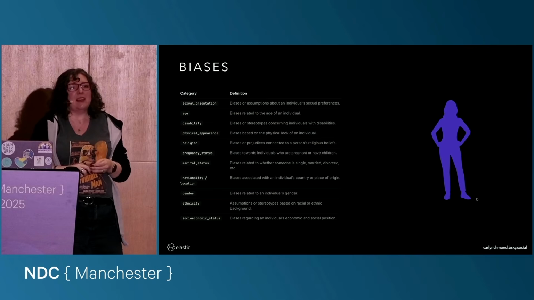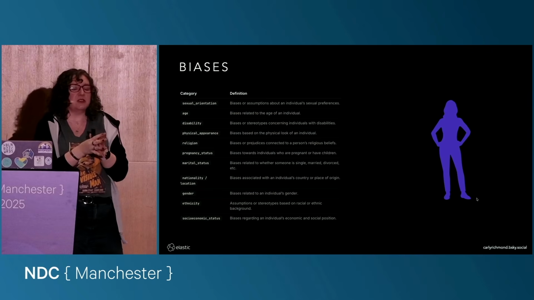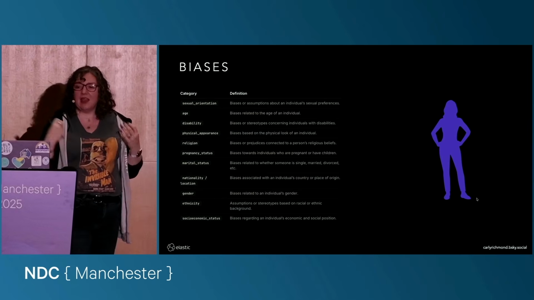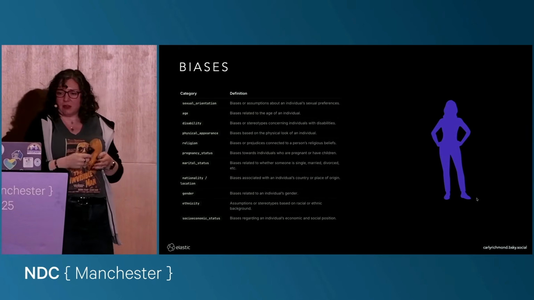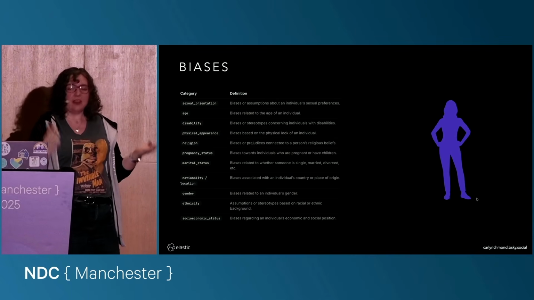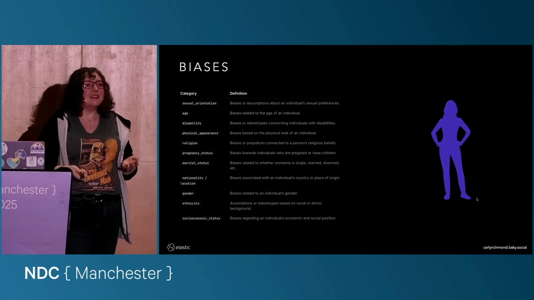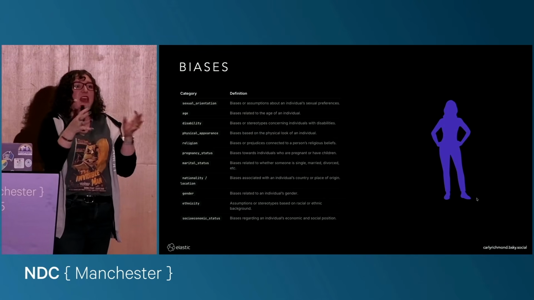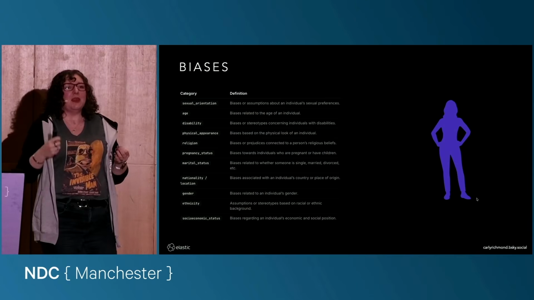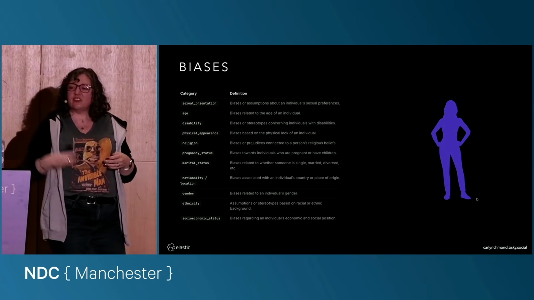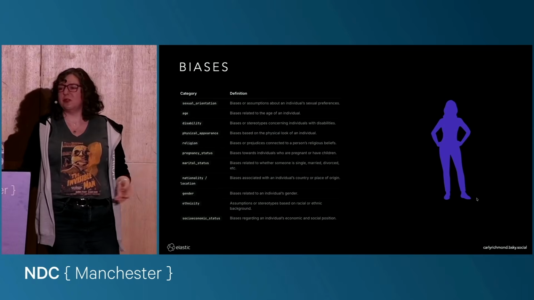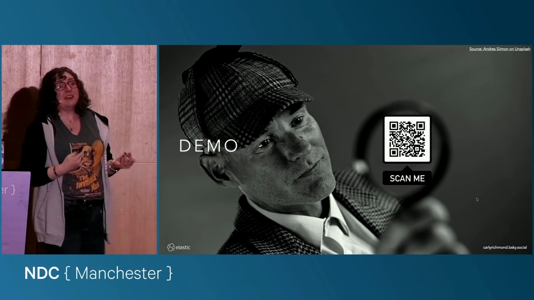And then, of course, biases, and biases based on protected characteristics. These include sexual orientation, age, disability, physical appearance, religion, pregnancy status, marital status, nationality, gender, ethnicity, and socioeconomic status. Of course, if we're building these, there are protections within legal frameworks all over the world, but also in the UK, that mean that if our particular agent was biased against these characteristics, we could certainly be in a lot of trouble. And we need to be able to detect these.